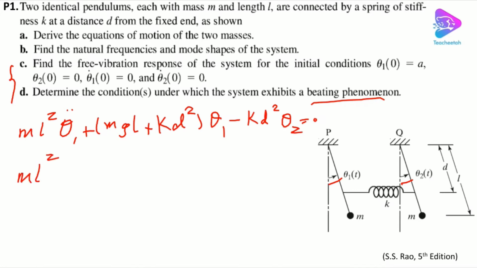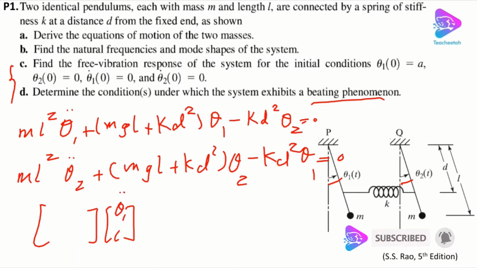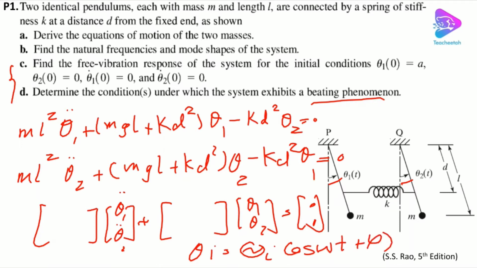And we also have ml squared theta double dot 2 plus (mgl plus kd squared) theta 2 minus kd squared theta 1 equal to 0, right? And we can set it into matrix form, with theta double dot 1, theta double dot 2, plus the stiffness terms times theta 1 and theta 2, set equal to 0. Then we selected theta i as capital theta i cos(omega t plus phi), and then we found the natural frequencies and the mode shapes.